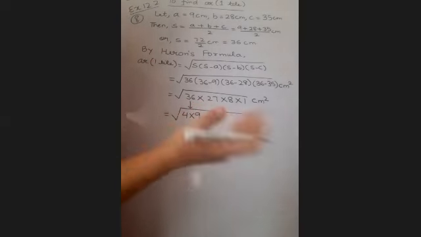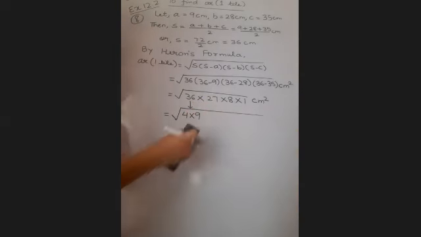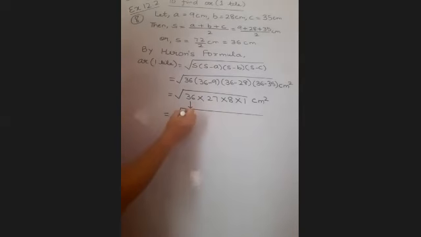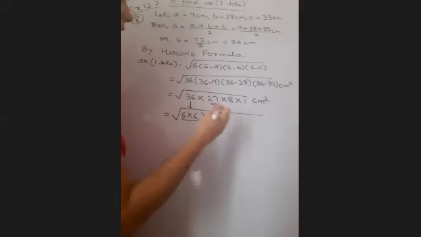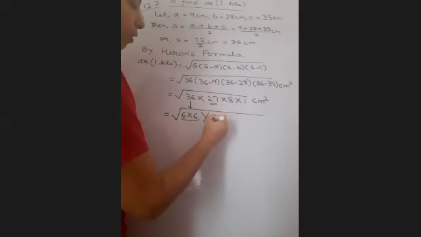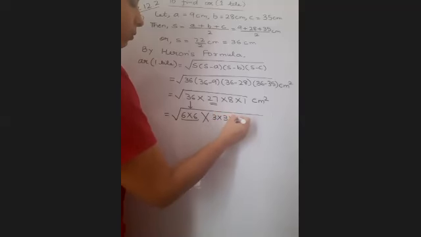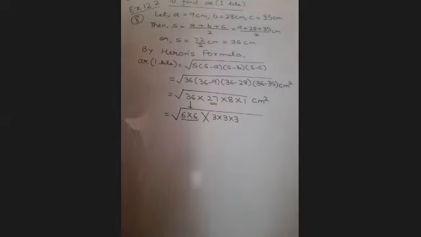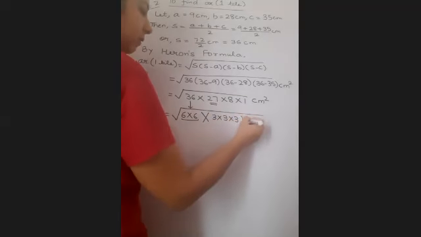Or the other way around, 36 is itself a square, the square of 6, so 6 will be taken out. Now 27 is 3 cube, but we want squares, so just write 3 into 3 into 3. And 8 is 2 cube, so 2 into 2 into 2.